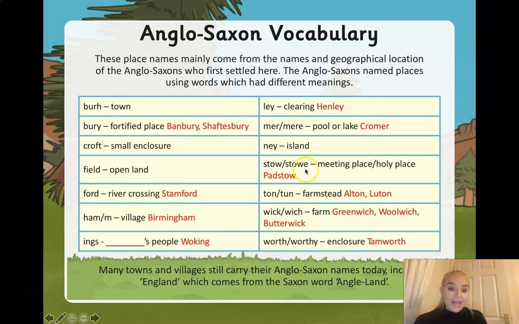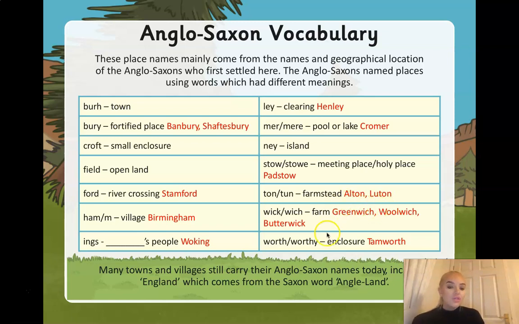Stow, or stow with an E on the end, like Padstow, would mean that it's a meeting place or a holy place. So now, Padstow is an area in Cornwall, right at the bottom of Britain, and at one point during the Anglo-Saxon time, it was a meeting place for them. If it ends in ton or tun, it means it's a farmstead. Now, do you know what a farmstead is? Sounds a bit like farm, but a farmstead is the buildings that make the farm. Whereas a farm, which they'd use to sound wick and witch, farm is more like the animals, the land, okay?